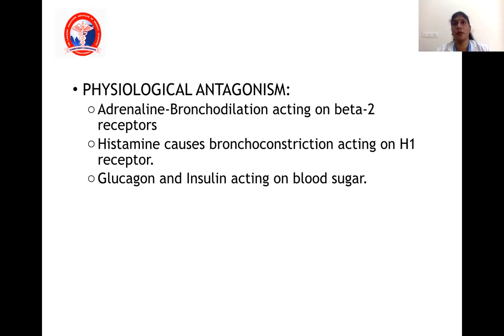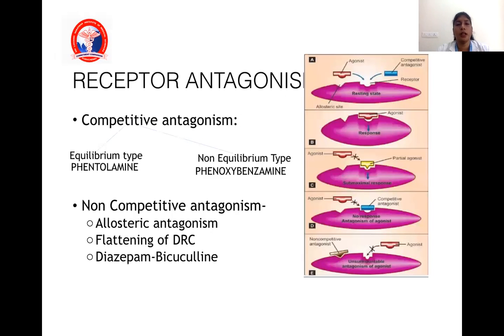Clear? So what we see here is synergism. In synergism, we have additive and supraadditive potentiation, and in antagonism, we have physical antagonism, chemical antagonism, and physiological antagonism. These are all the dose response of receptors. This is the receptor antagonism.